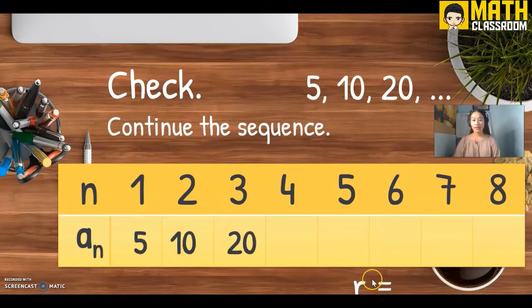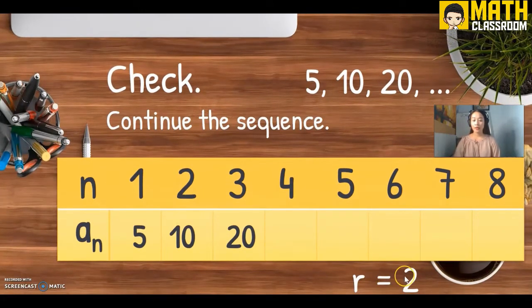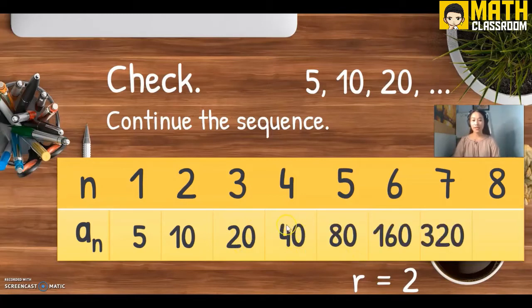So to check, since we got r equals 2, we will multiply the third term by our common ratio. So 20 times 2 is 40, 40 times 2 is 80, 80 times 2 is 160, 160 times 2 is 320, and lastly we have 320 times 2 is 640, which we are looking for.